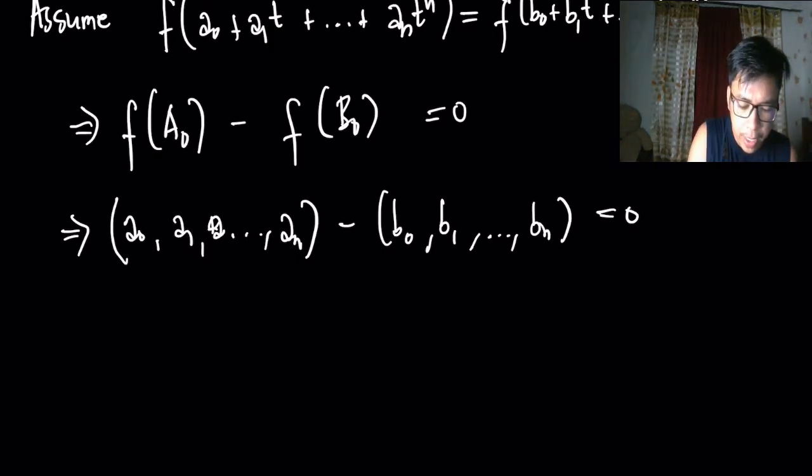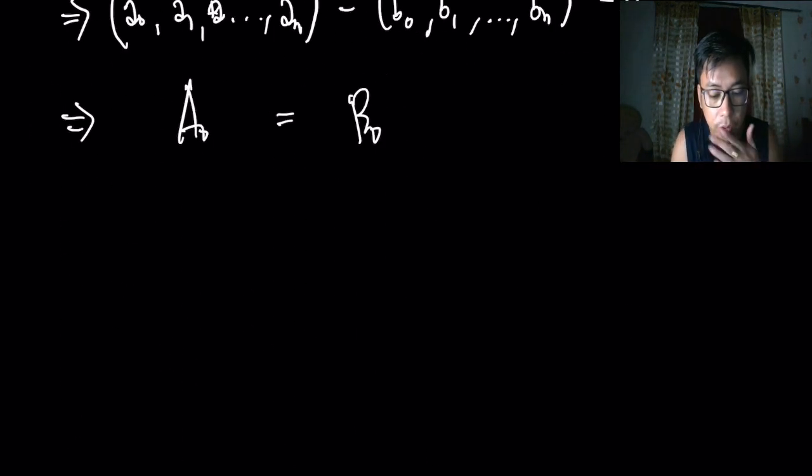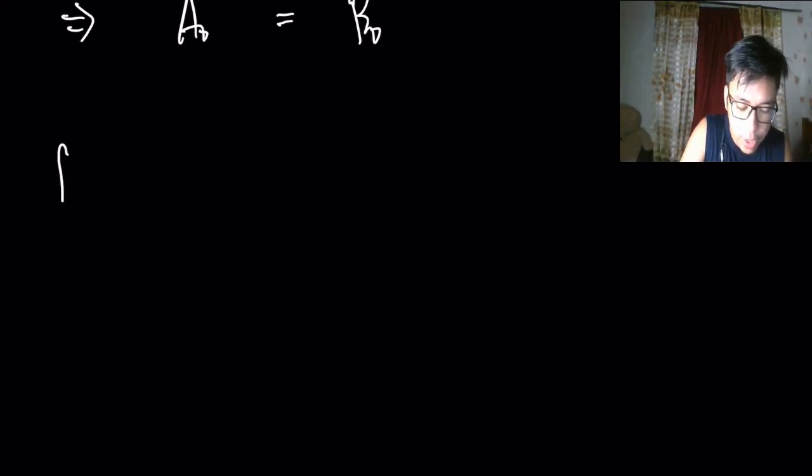Okay, I can just simply transfer this one here, and this a sub 0 equals b sub 0. And so, therefore, f here is actually 1 to 1. Meaning to say that the corresponding a sub 0 is equal to b sub 0, a sub 1 is equal to b sub 1, something like that.